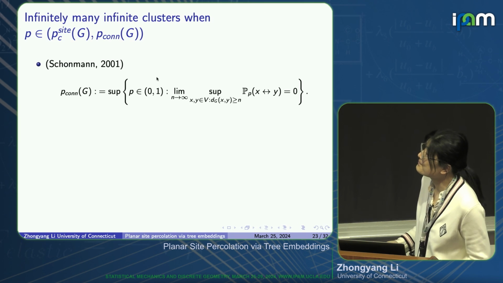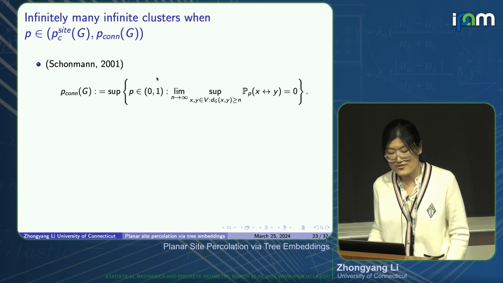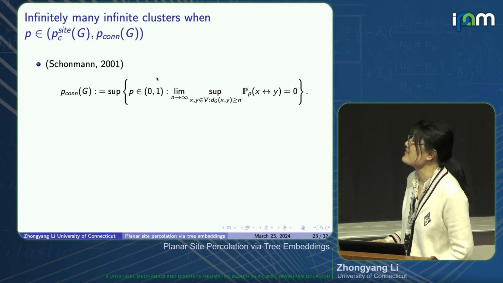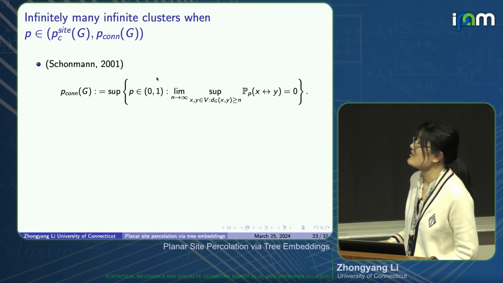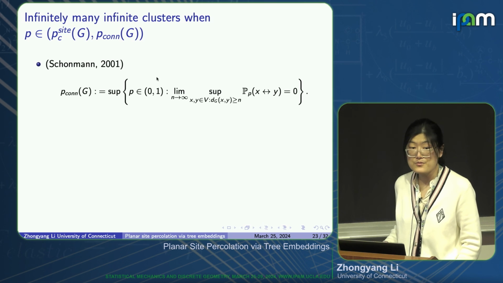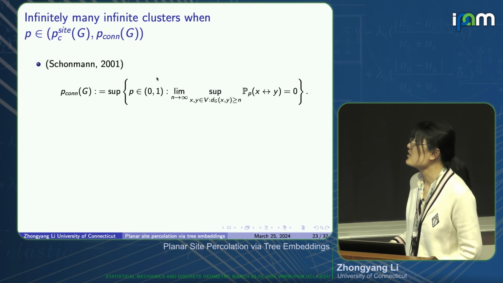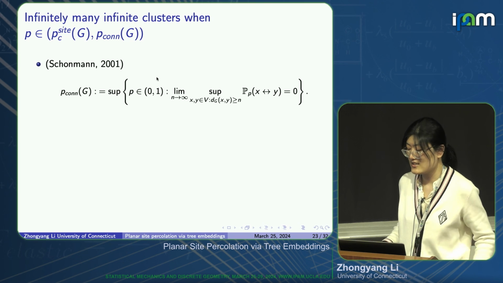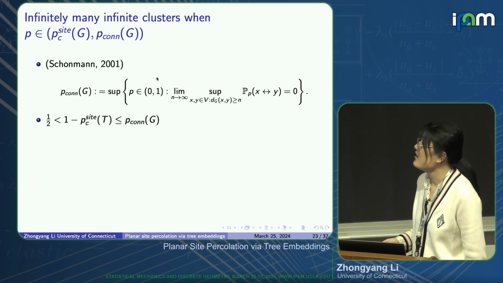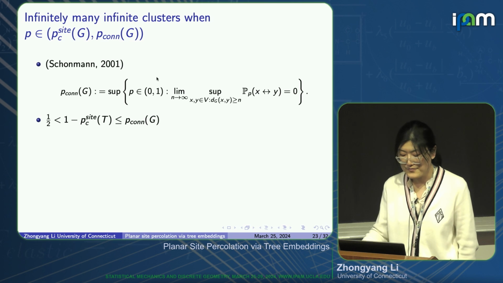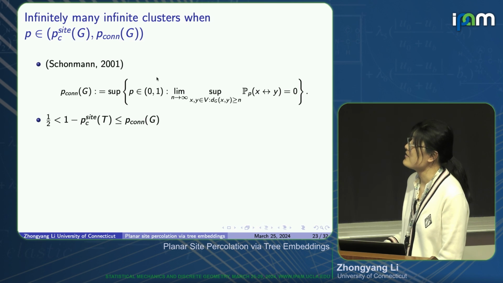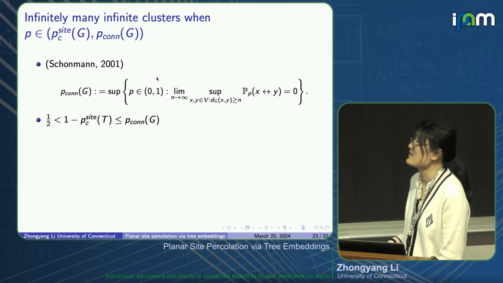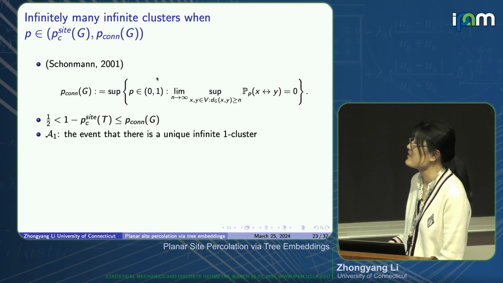And then there's another critical percolation probability defined by Schramm, called p connection, which is the supremum of p such that the 2-point connection probability decays to 0. From what we have already shown, when p is less than 1 minus pc set of T, the 2-point connection probability decays to 0. So this is less than p connection of G. But we also know that pc set of T is less than 1/2, so this is greater than 1/2.